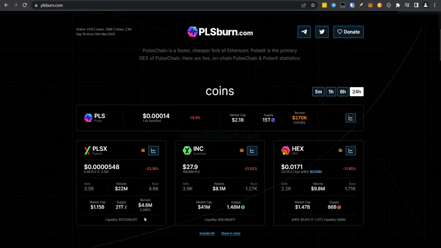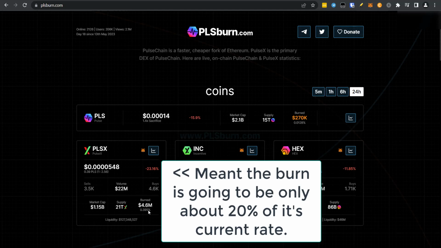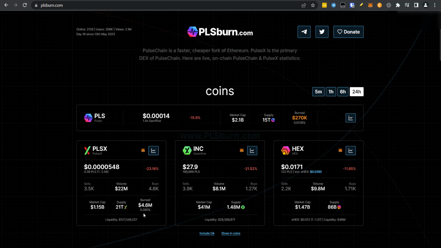The single biggest fundamental, if you will, for PulseX was the burn. Well, now we've found out that this burn is going to end up going about 20% slower. And because of that, that was one of the biggest fundamentals of all: how fast. I mean, we had 0.395% burnt in a matter of literally 2 weeks, when in reality, we probably would have had about 25% of this.